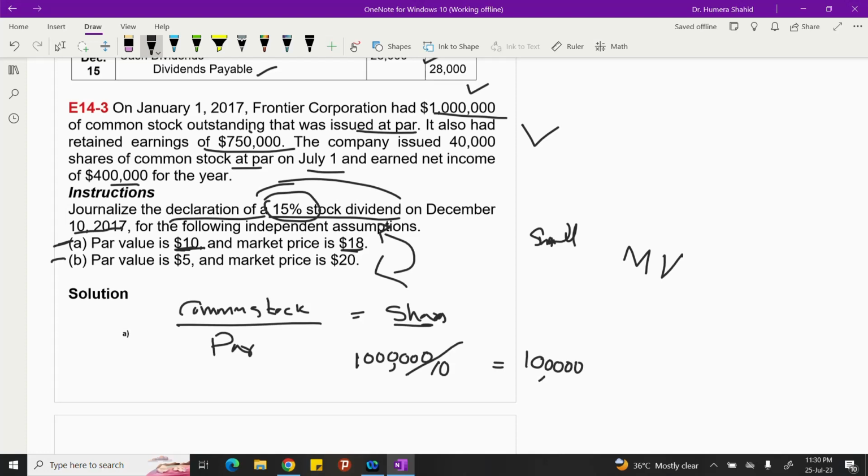But do not forget that the company issued 40,000 additional shares on July 1st. So they are also eligible for the stock dividend. So how many total shares do we have? We have 140,000 shares. Now a 15% stock dividend is issued. So let's calculate how much is 15%. 140,000 multiplied by 15%. So you will get your new number of shares, that is 21,000 new shares will be issued as stock dividend.